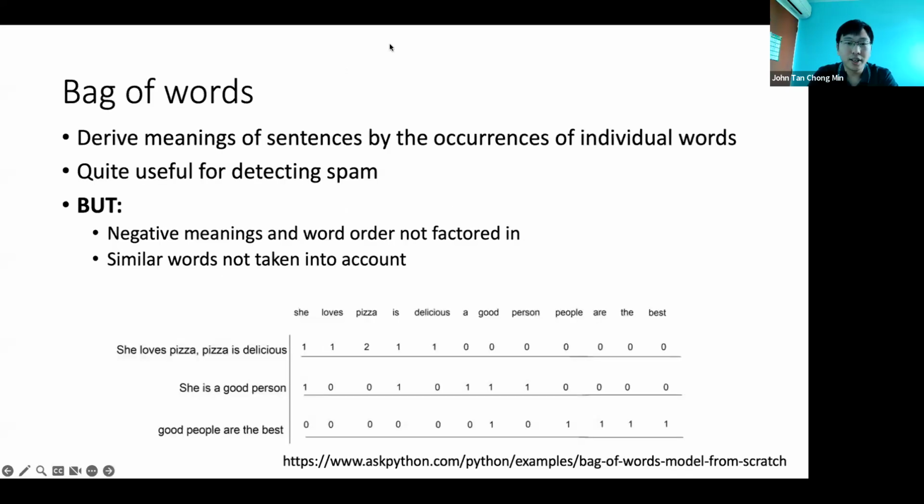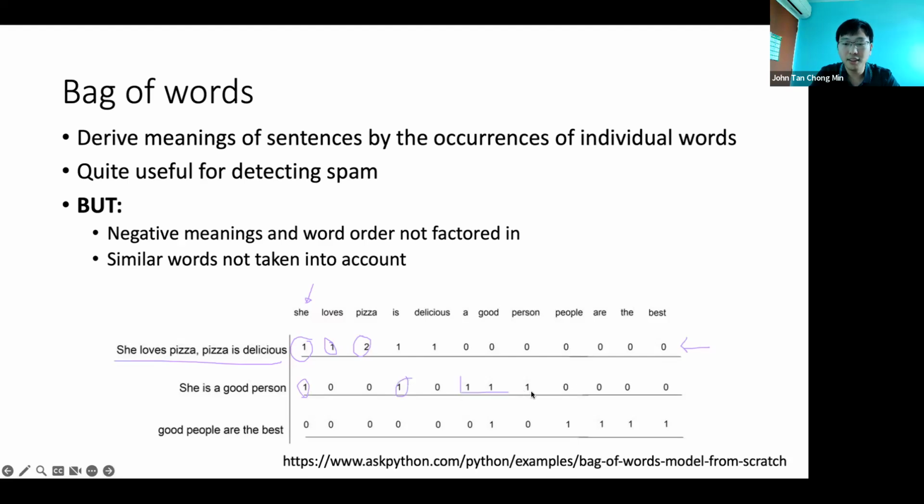So, bag of words. What is bag of words? Bag of words is a very, very simple idea: in order to evaluate the meaning of a sentence, we just simply count the words in it. So for example, this sentence: she loves pizza. Pizza is delicious. You can count the number of times each word appeared. She appeared one time, pizza appeared two times, loves appeared one time. So you can see this sentence embedding here is basically the count of the words in that sentence. Like, she is a good person, you can see that she is good.